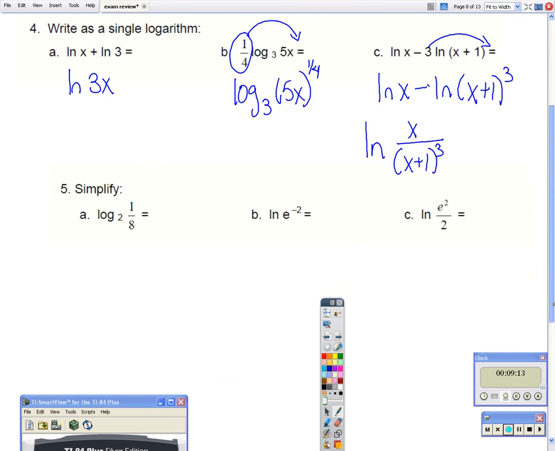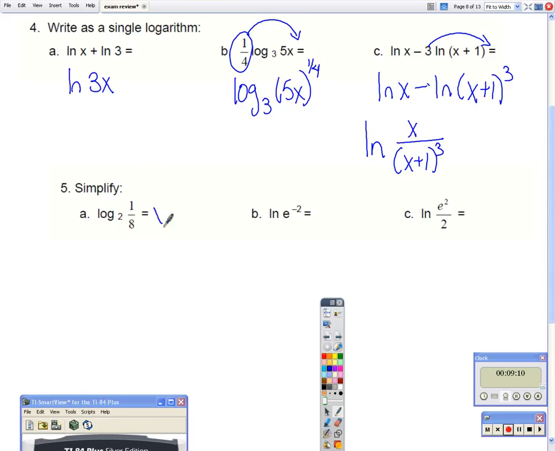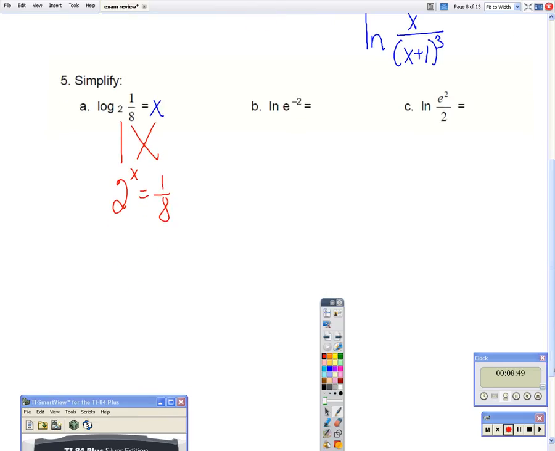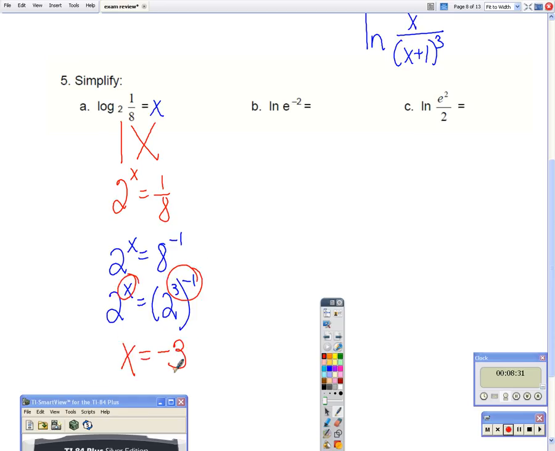So when we simplify, say this equals x. So 2 to the what? 2 to the x equals 1/8. When I taught this in class, we used what I called the Roman numeral 9 rule. So 2 to the x is 1/8. Well, 1/8, I'm going to rewrite that as 8 to the negative 1. And I rewrite that again. 8 is 2 to the third. So now, because my bases are the same, x equals -3.